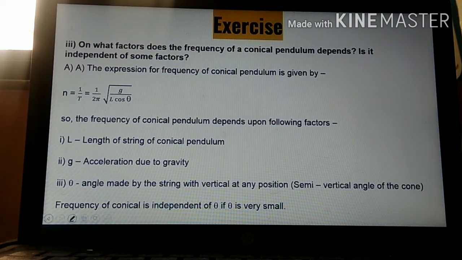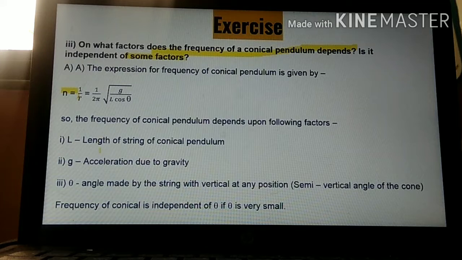Next question: on what factors does the frequency of a conical pendulum depend? Is it independent of some factors? The frequency is the number of oscillations completed in 1 second. So n is equal to 1 upon T, and it can be represented as 1 upon 2 pi root of g upon L cos theta. Over here, what all factors does the frequency depend upon?